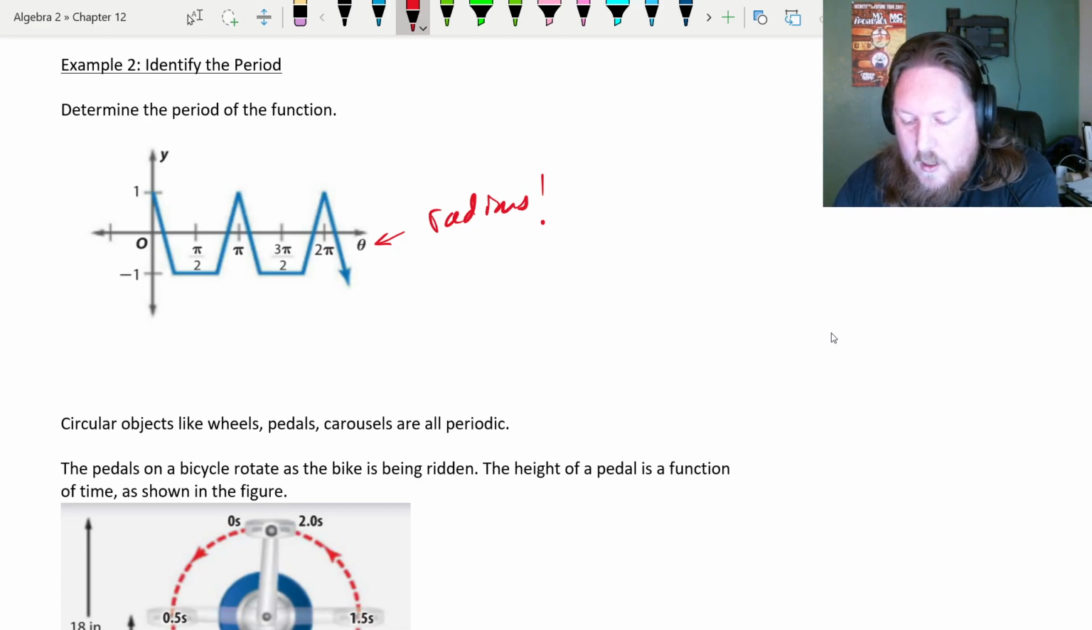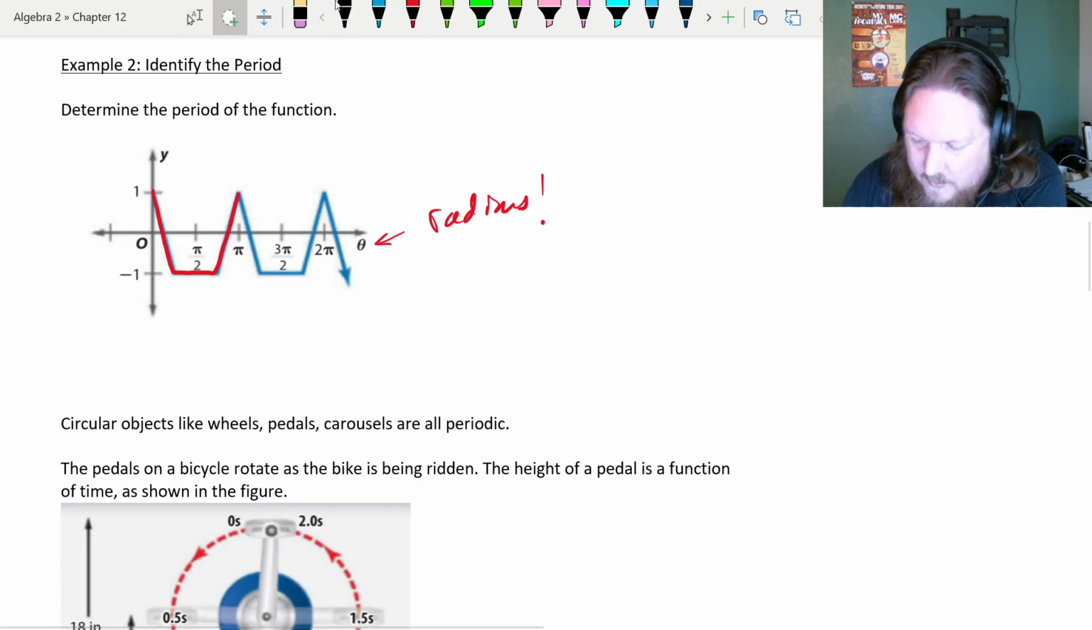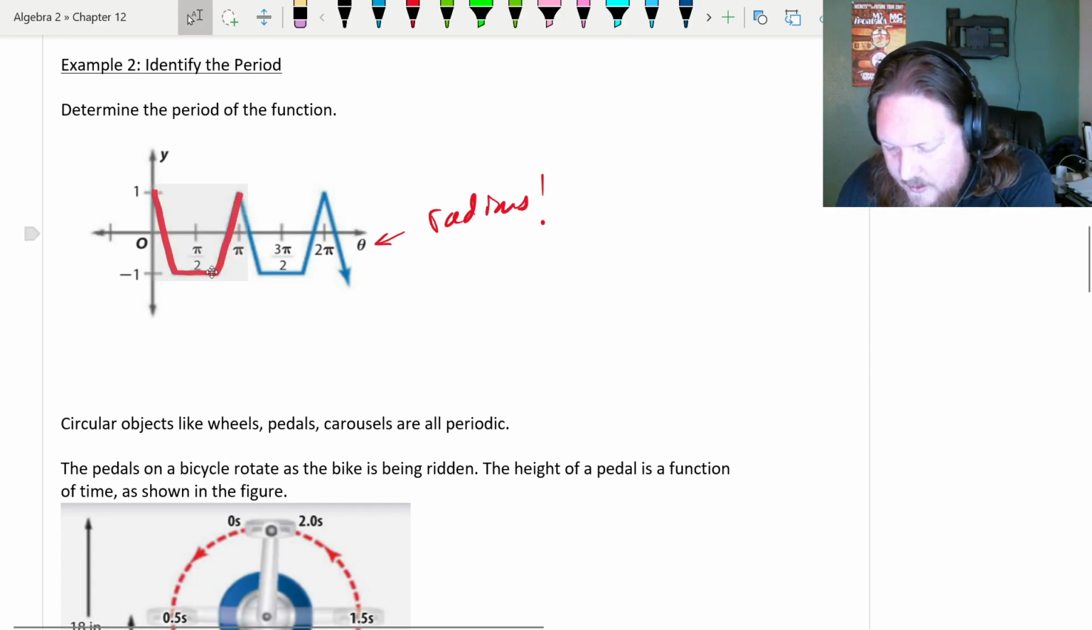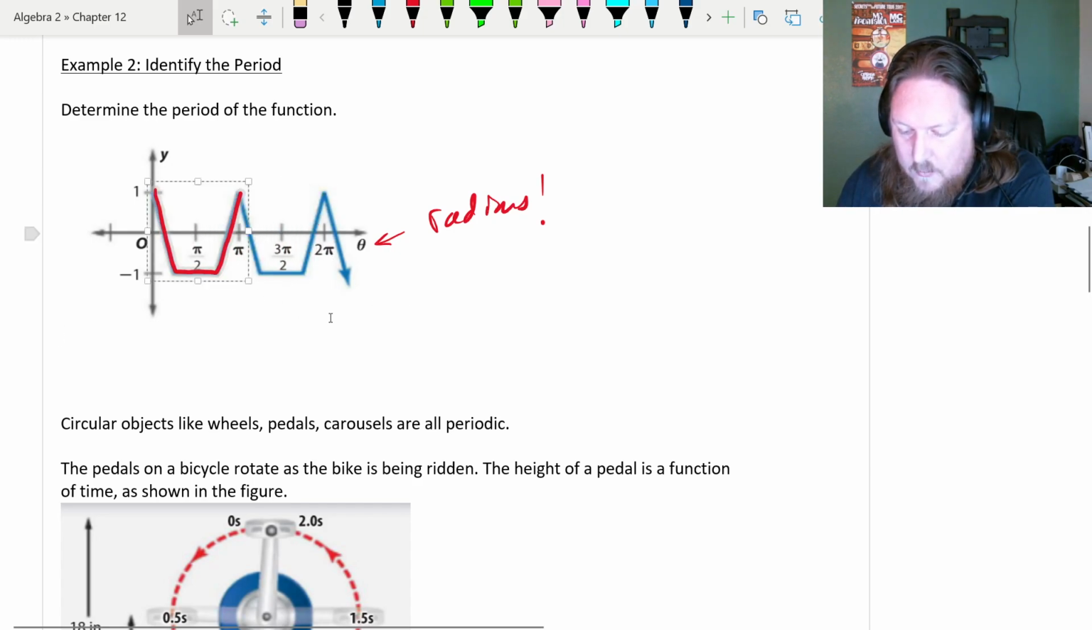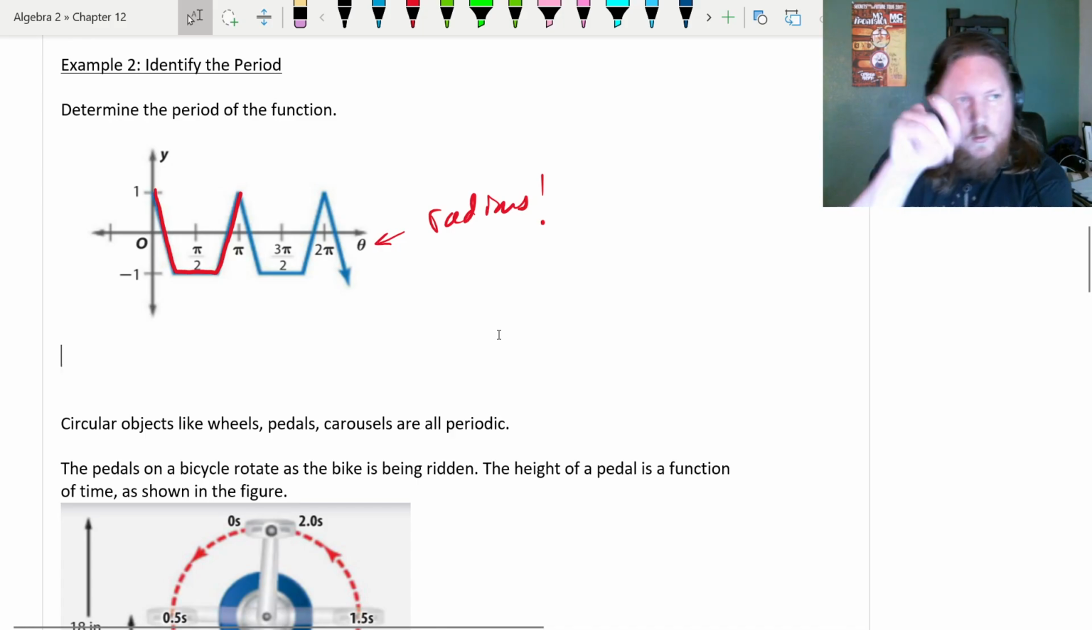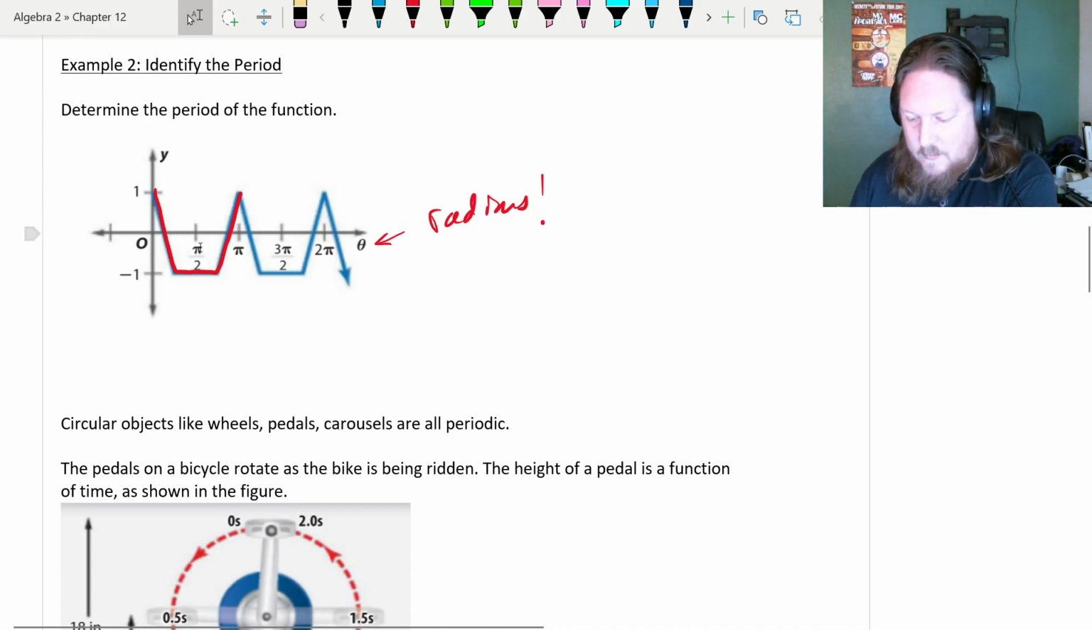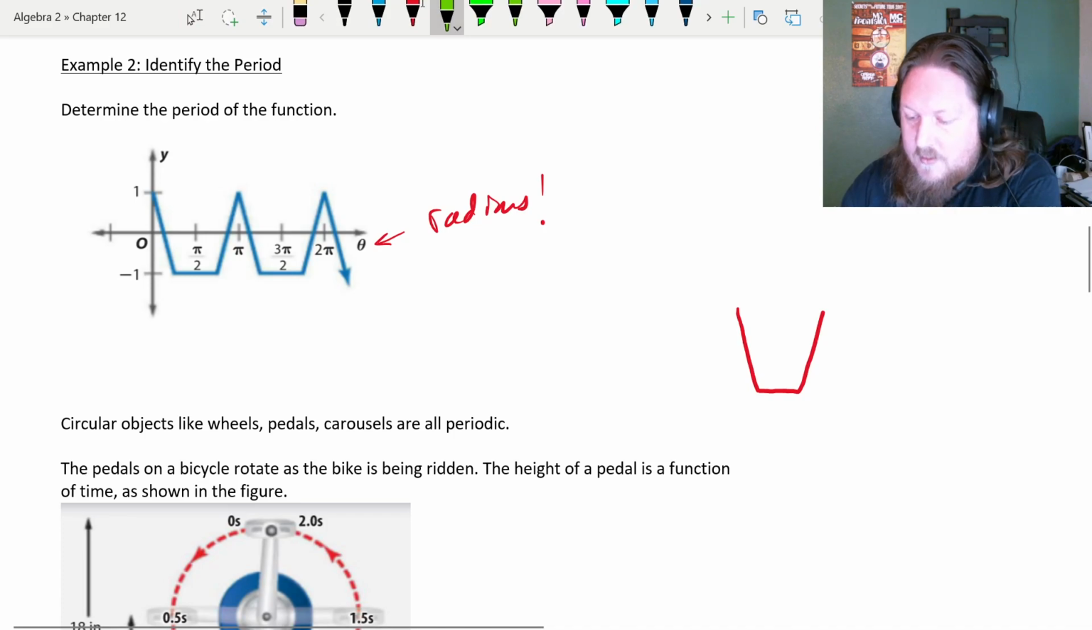Now, if it helps, get a little tracing paper and trace it out. For me, I can just do it straight on the screen. It comes down, goes flat, and goes right back up again. If I take that piece and drag it over, look at that, it gets repeated again. So that would be my cycle. That looks like a cup, doesn't it? Doesn't that shape look like a cup? Yeah, it looks like a cup. So that cup is my cycle.